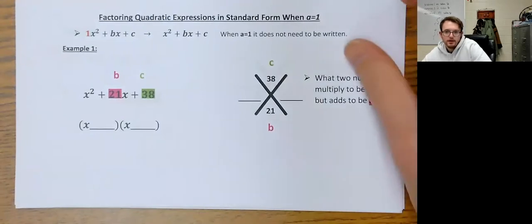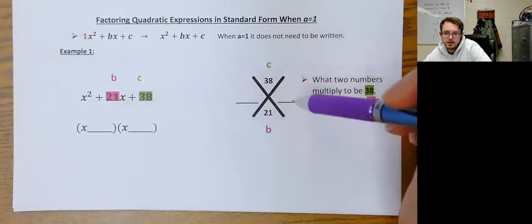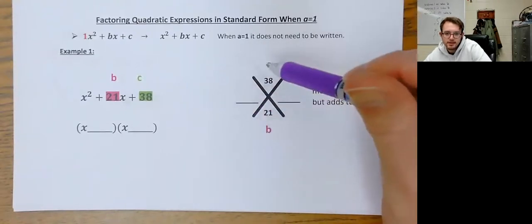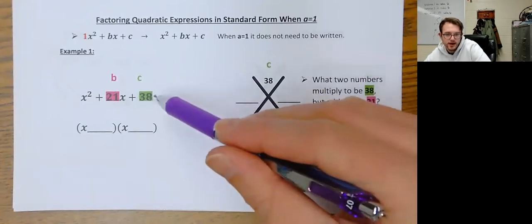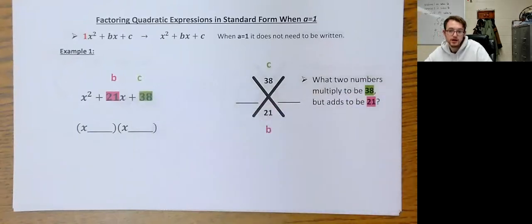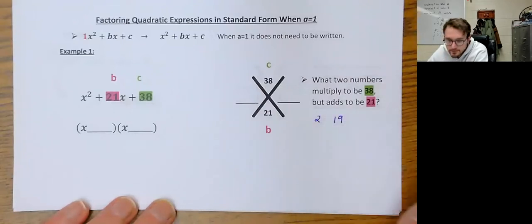So factoring. This is the method which my students are learning this year. We draw a little x, you put the c value on top and the b value on bottom. And what you do is find what two numbers multiply to be 38 but add to be 21. So what multiplies to the c value that adds to the b value? What are some factors of 38? I'm just going to split it in half, and that would be 2 and 19.